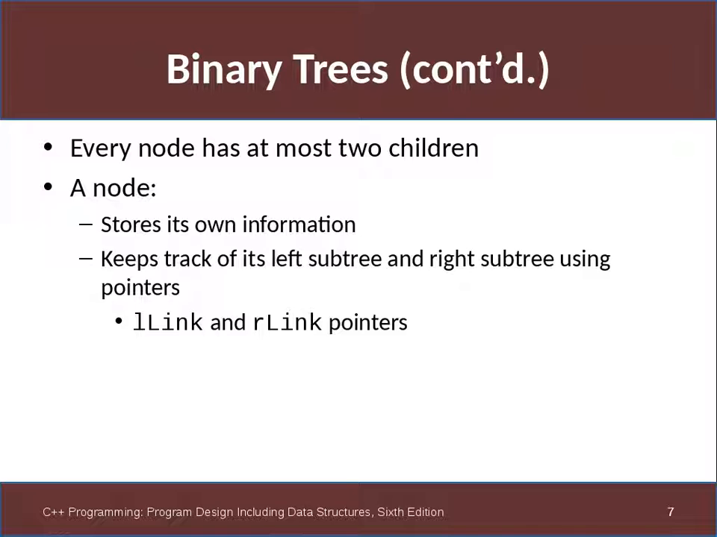All right. So get this in your mind. A node stores its own information, aka that number, and keeps track of its left subtree and right subtree using pointers. So what are the three things a node has? Data and two pointers. It's similar to a linked list, except there are two pointers, and in a doubly linked list they were pointing to next and previous. Now they're two pointers pointing to two different children.